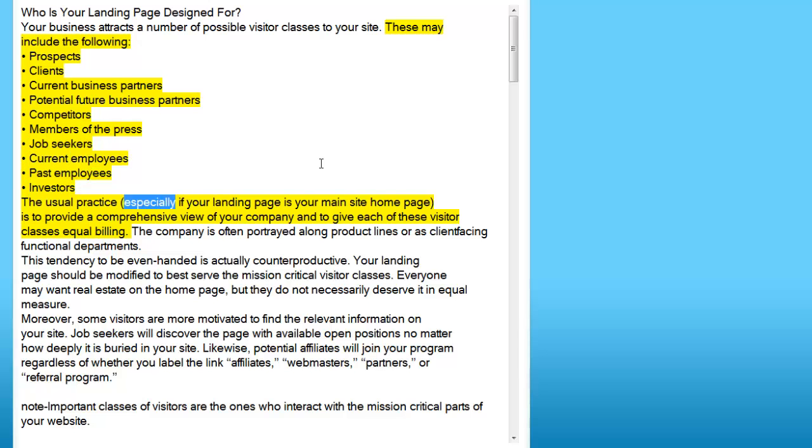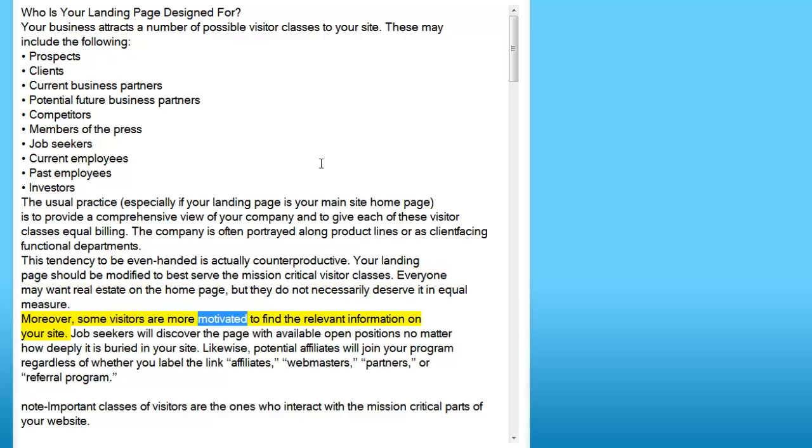The usual practice, especially if your landing page is your main site homepage, is to provide a comprehensive view of your company and to give each of these visitor classes equal billing. The company is often portrayed along product lines or as client-facing functional departments. This tendency to be even-handed is actually counterproductive. Your landing page should be modified to best serve the mission-critical visitor classes. Everyone may want real estate on the homepage, but they do not necessarily deserve it in equal measure.